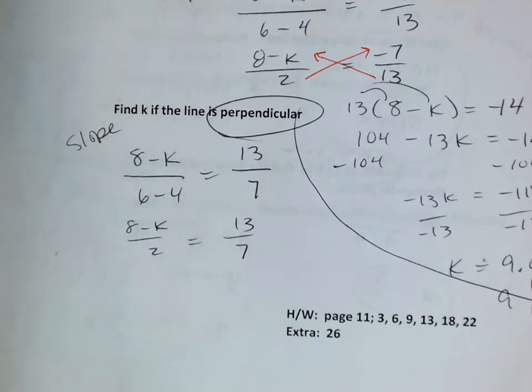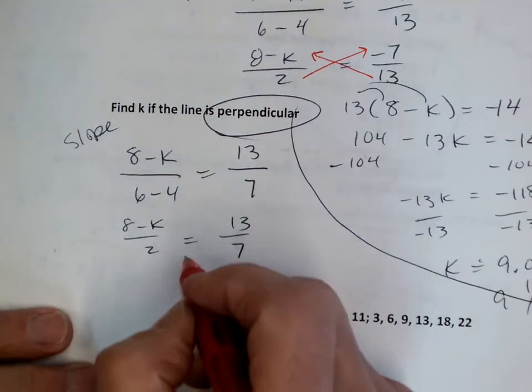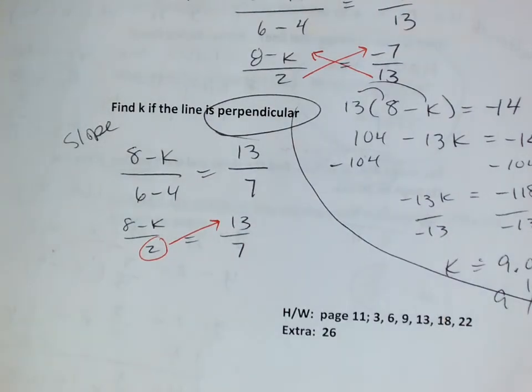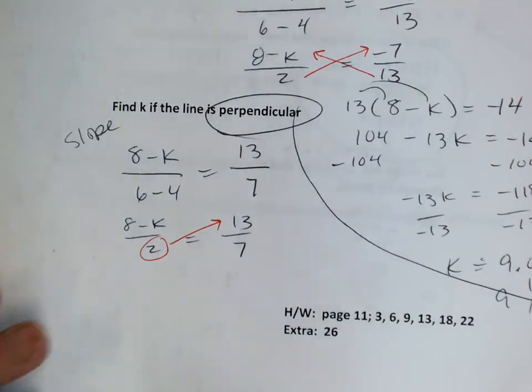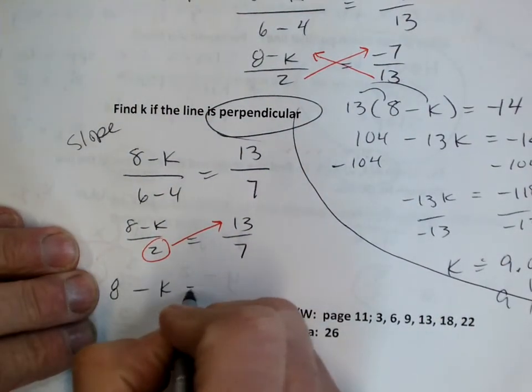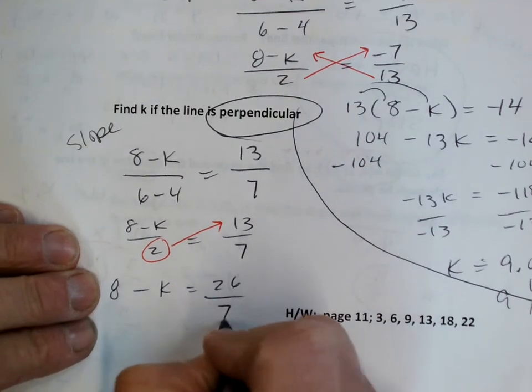Okay, cross multiply again. Actually, I'll show you a trick. I'm just going to multiply up the 2. Leave the 7. Does that make sense? Leave the 7. Why multiply by 7 if you're just going to have to divide by 7 later, okay? I could have done the same thing up here, but one thing at a time. So 8 minus k equals 26 over 7, right?